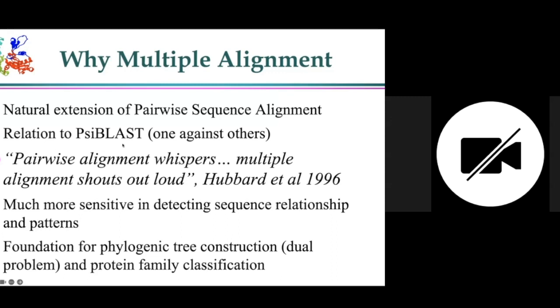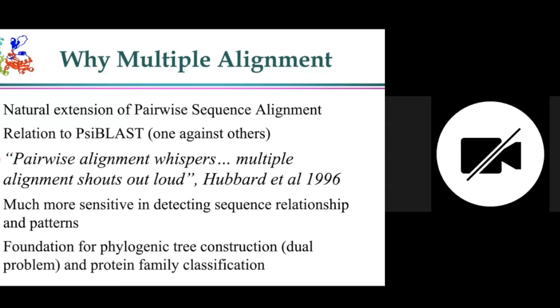I really like this quote by Tim Hubbard and others: the pairwise alignment whispers, multiple alignment shouts out aloud. That is, with multiple sequence alignment, you see very rich information. You can use it to make a lot of predictions and to study a lot of interesting biology. And it is much more sensitive in terms of sequence relationships than pairwise sequence comparison.